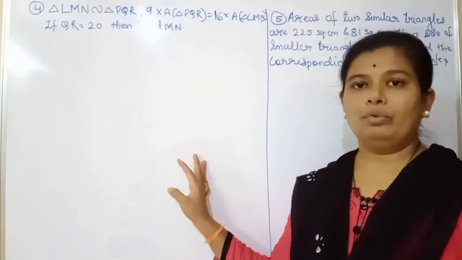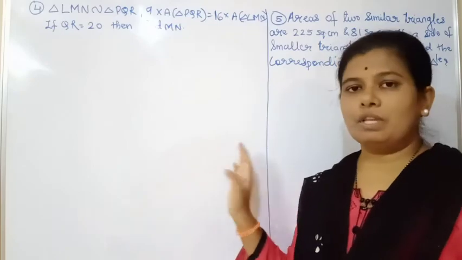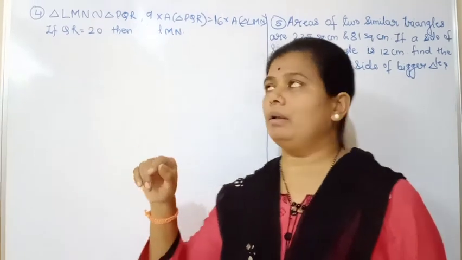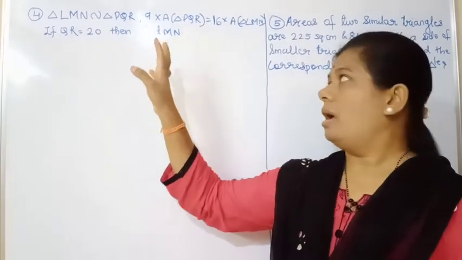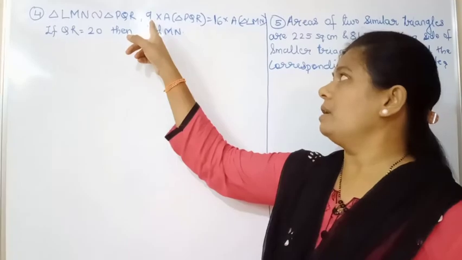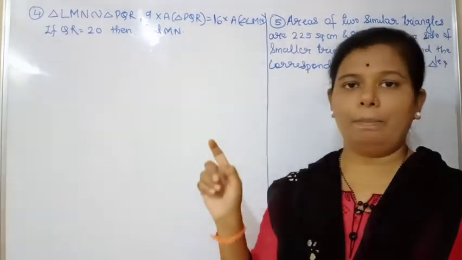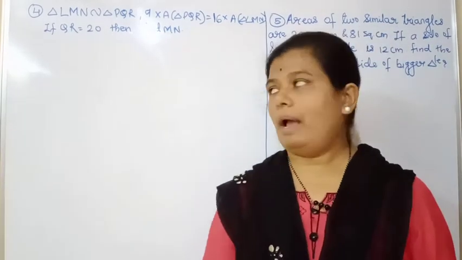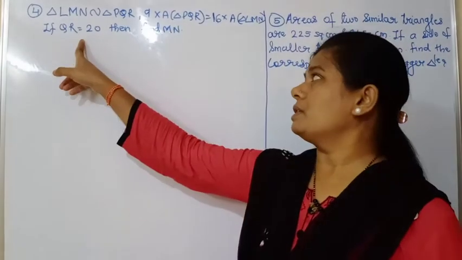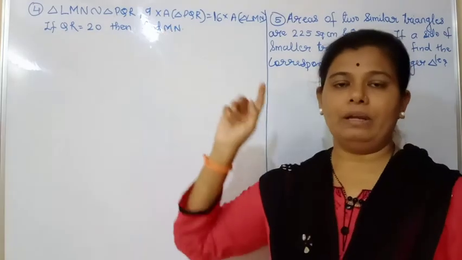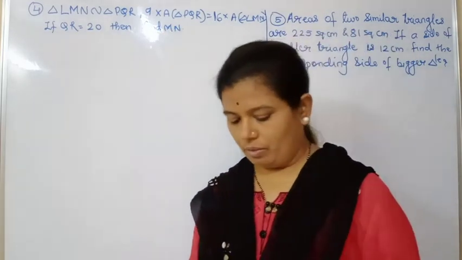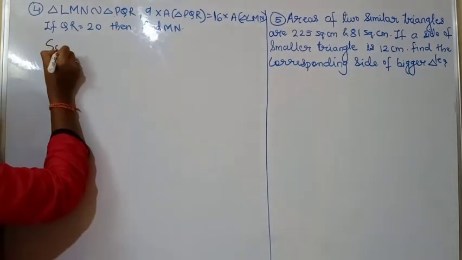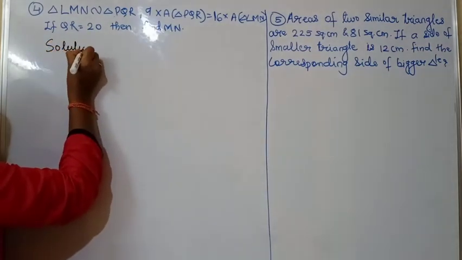Now we'll solve the fourth sum. See now what is given in the fourth sum, that is triangle LMN is similar to triangle PQR. Okay, and what is again given, that is 9 into area of triangle PQR is equal to 16 into area of triangle LMN. Then QR is given, that is QR equal to 20, and we have to find MN. Okay, so we will now go towards the solution. We will see how to solve this problem.